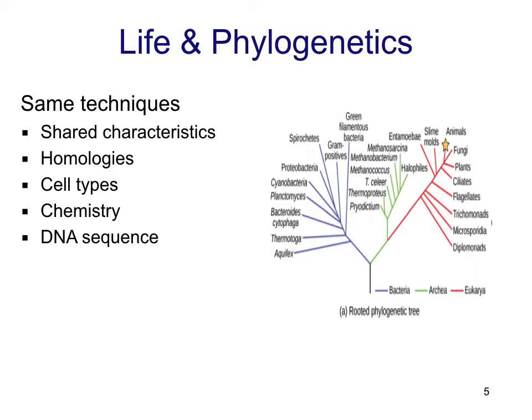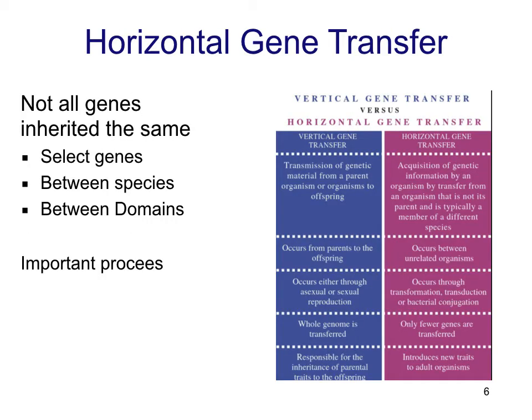Now, there's a fly in the ointment, because so far it sounds like this all works really well. Kind of. There are things that screw it up. Not all genes have been inherited in the same way. Certain genes have been transferred horizontally between different species, sometimes between different domains. And this turns out to be a really important process.